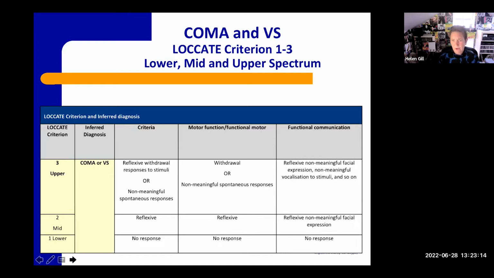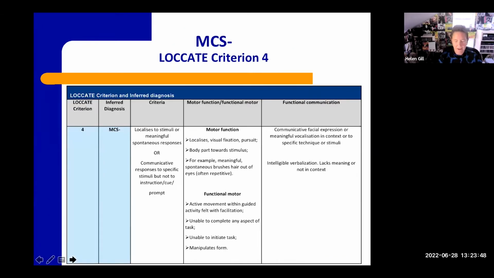And then for functional communication, you might have those non-meaningful facial expressions, vocalizations, but they could be to stimulus. So they're not just happening all the time, which would happen at level 2, but they are specifically to stimulus, but they have no meaning. So again, it's just doing these slight subdivisions between these areas. So when you're reporting it back, you can actually start to see if there's been any subtle changes in the patient's responsiveness. And again, I'll give you some examples later in a case study. So that's your VS and COMA.